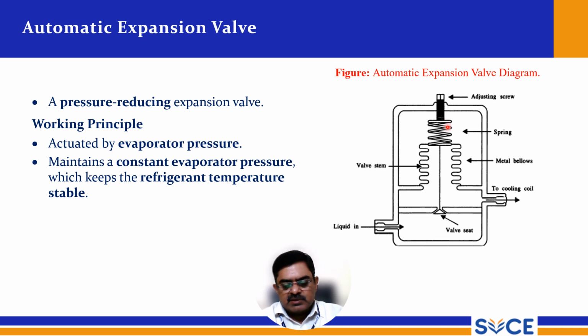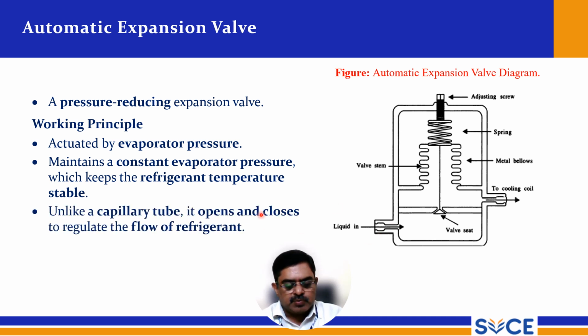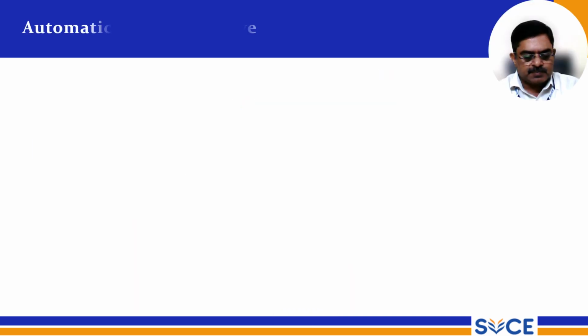So here this is the adjusting screw. In reverse direction I am showing here, and this is the diaphragm, the valve inlet and liquid in, and the evaporator pressure is also maintained here. The evaporator pressure is also taken into consideration here, and that is how the automatic expansion valve works, the automatic function. Unlike a capillary tube, it opens and closes to regulate the flow of refrigerant.